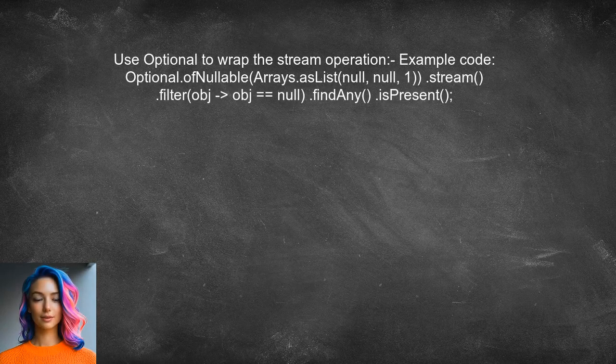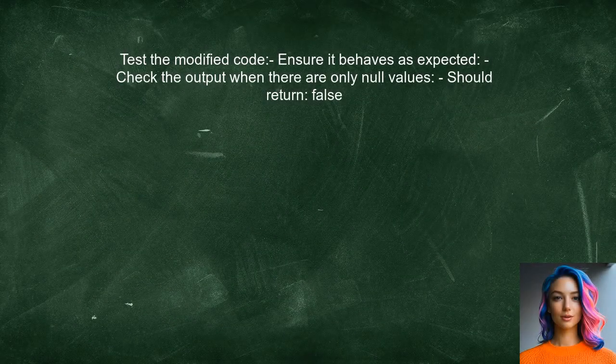Alternatively, the user can use the Optional class to wrap the stream operation. This way, if the stream is null, it won't throw an exception, and the user can safely check for null values. Finally, the user should test the modified code to ensure it behaves as expected. They should check that it returns false when there are no non-null values present in the stream.